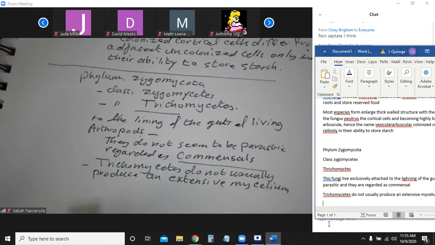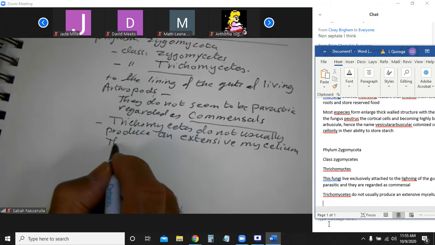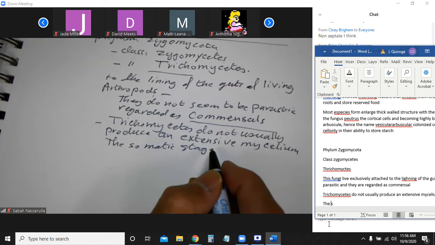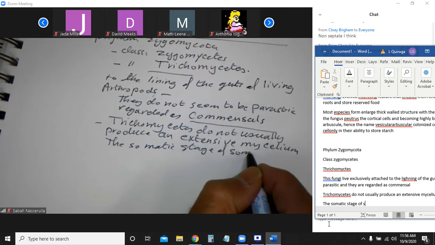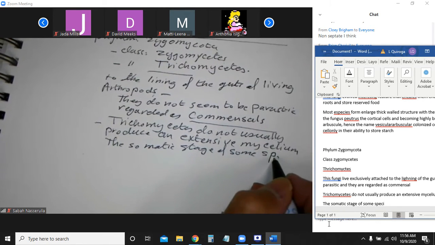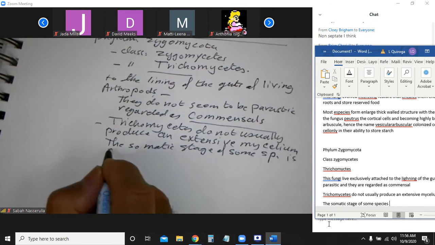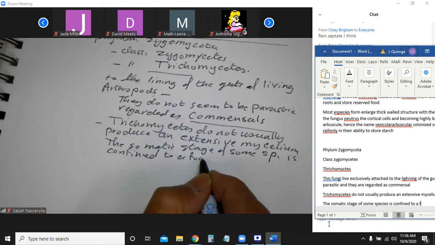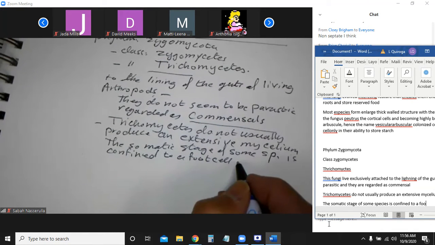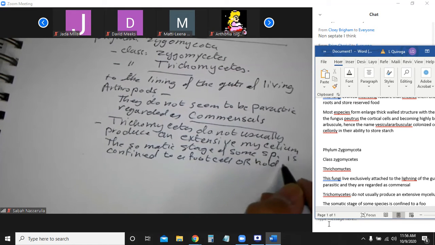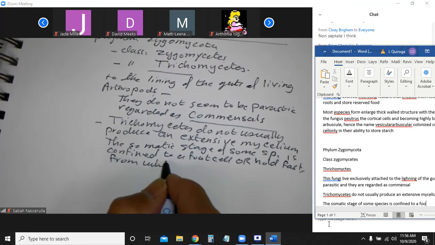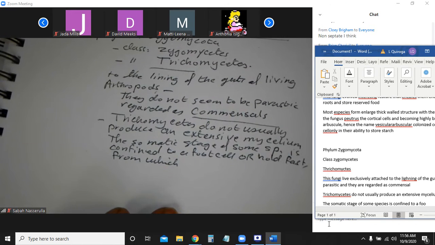And as I mentioned to you here, the somatic stage of some species is confined to a foot cell, or holdfast, which attaches itself, and from which, of course, a sporangium grows.